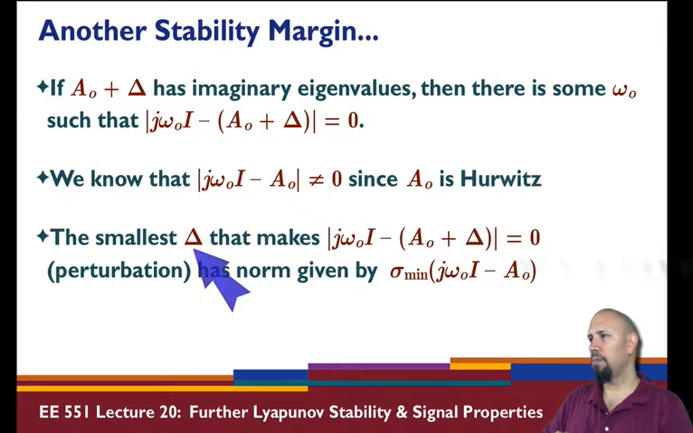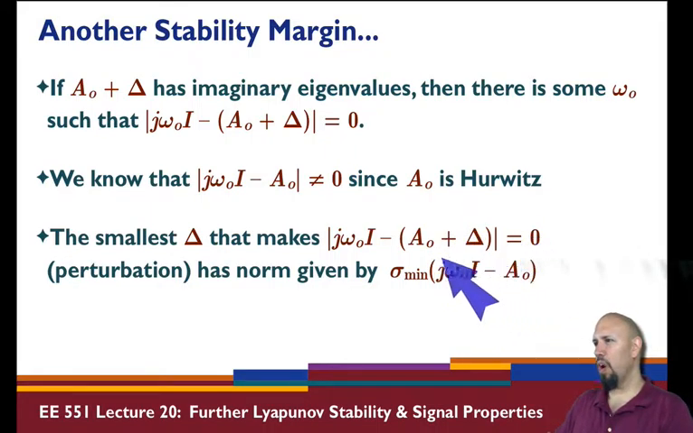And so we've seen this kind of problem before. The smallest delta that makes this have determinant 0 is given by this. Okay, so it's given by the smallest singular value of this matrix. So this matrix is not 0, so it will have a smallest singular value that's not 0.